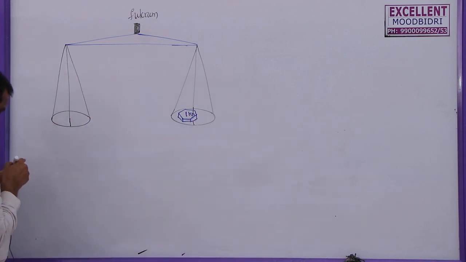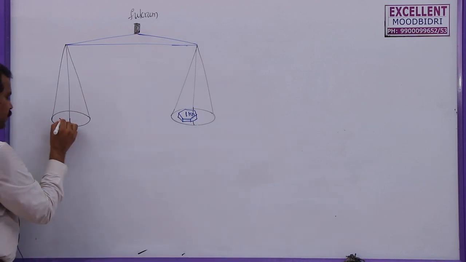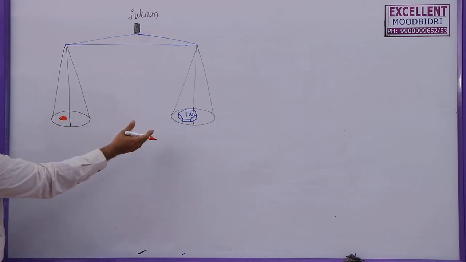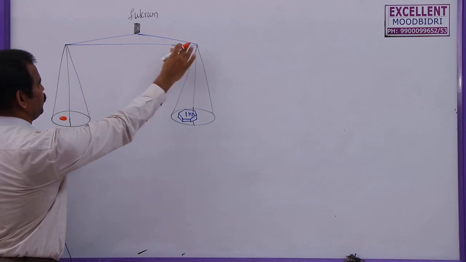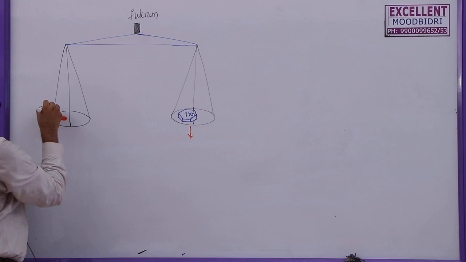Now I am going to keep some tomatoes here. If I keep one tomato, what happens? The mass of this one is less than 1 kg. So this weight is more, this weight is less, so it will not be in balance. It will be imbalanced. This side will come down, and this side will go up.